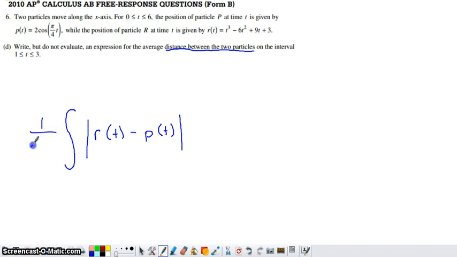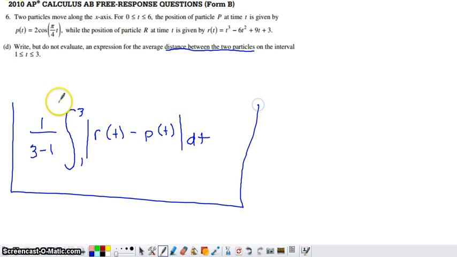If we went ahead and evaluated this expression, we would have a result that represents the average distance between the two particles on the interval from 1 to 3. It doesn't ask us to evaluate, so here is our distance between the particles function, and then we turned it into an average calculation of that function by using the integral and multiplying by this coefficient.